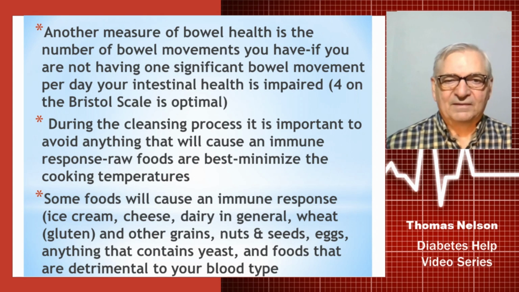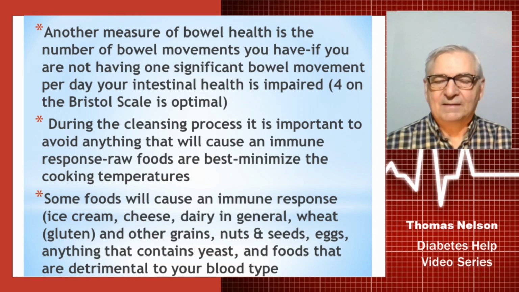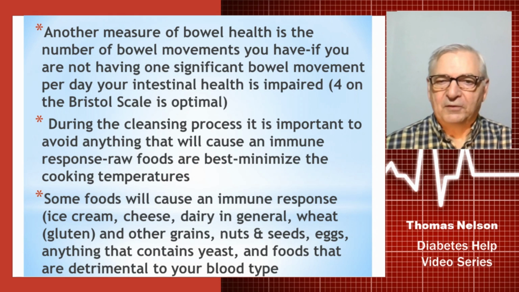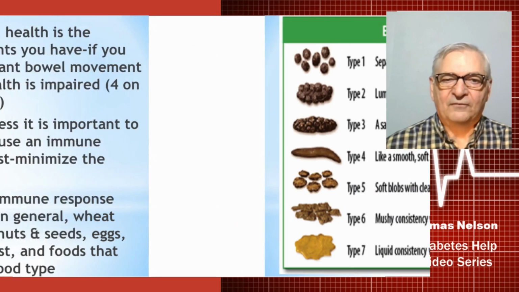During the cleansing process, it's important to avoid anything that's going to cause an immune response, things that are going to cause inflammation. Raw foods are best to minimize, and your cooking temperatures, try to keep both of those at an absolute minimum. Some foods will cause an immune response, like ice cream, cheese, dairy in general, wheat, gluten, and other grains, nuts and seeds, eggs, anything that contains yeast, and foods that are detrimental to your blood type. All should be avoided.